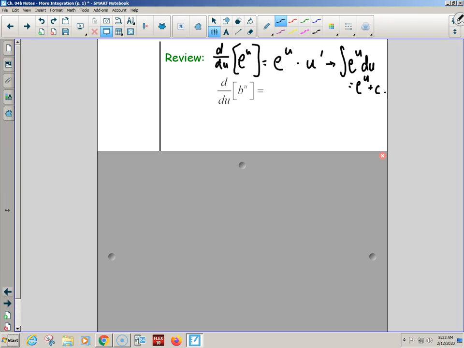So then what does that mean for b? Derivative of b to the u with respect to u is b to the u, ln of b, times u prime. Wait, but that's a derivative. Okay, hold on. I don't have room over there, let's come down. Every derivative rule can be an integration rule backwards. So what does that mean if I have b to the u du? u prime is there, has been dealt with. b to the u is there. Who's not?